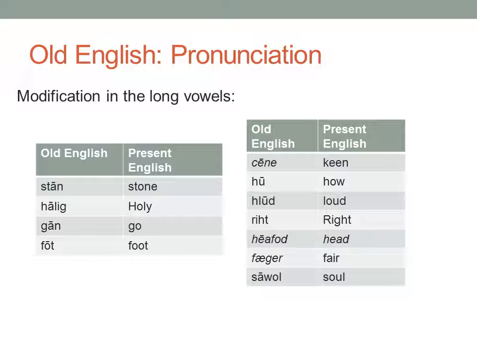We have many other examples here, which show how these differences could be seen in terms of pronunciation. The letter C was instrumental for the pronunciation of the k sound, so we said cene, keen, which was represented by the letter C. Similarly, there were other words. These words show that there were a lot of significant changes in terms of the pronunciation.